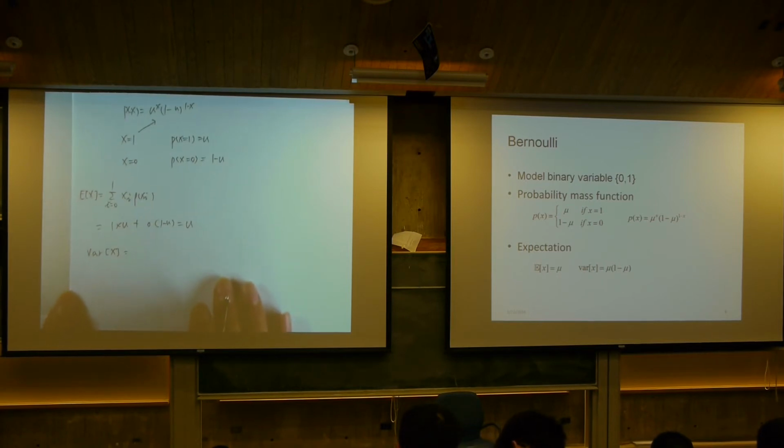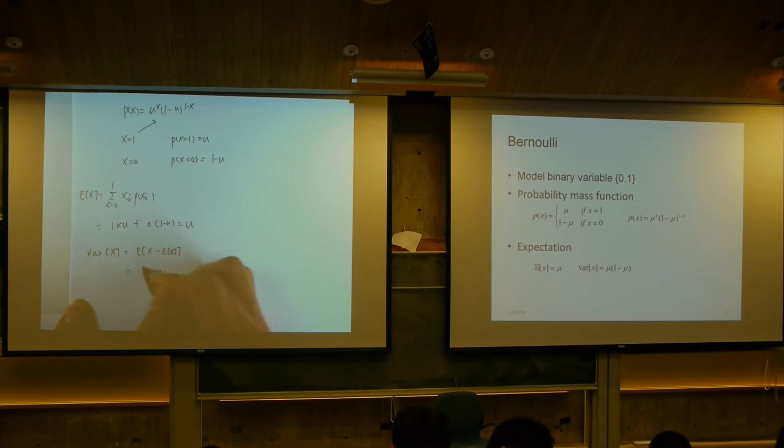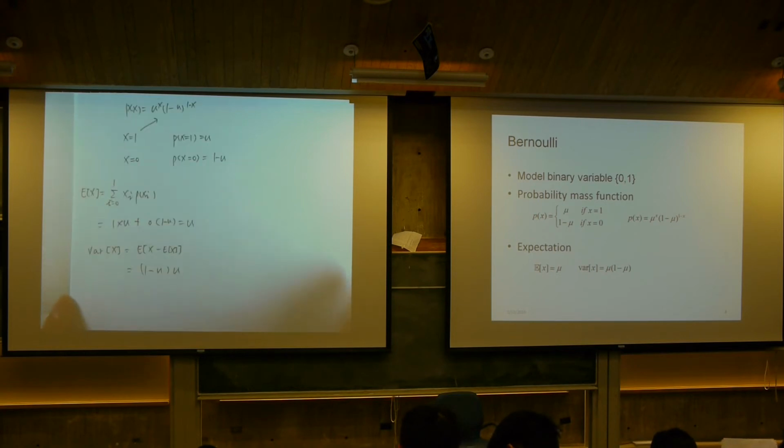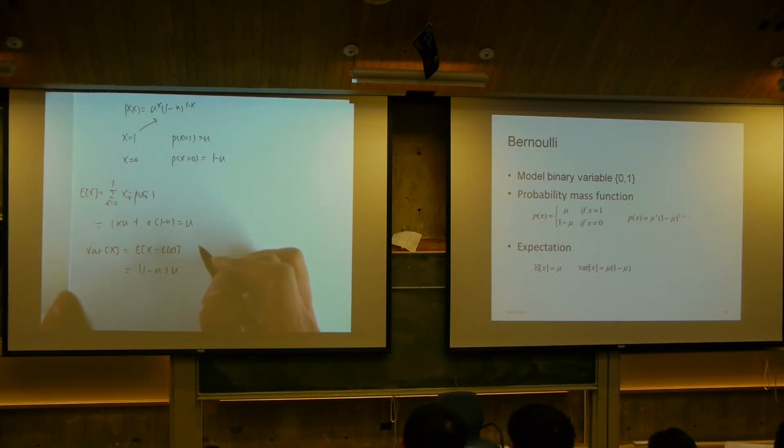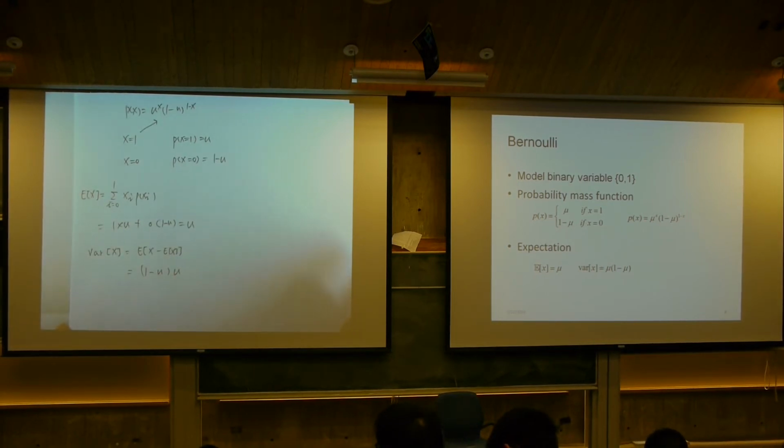By the definition of the variance, it is the expectation of x squared, minus the square of the expectation, and we get the result here.